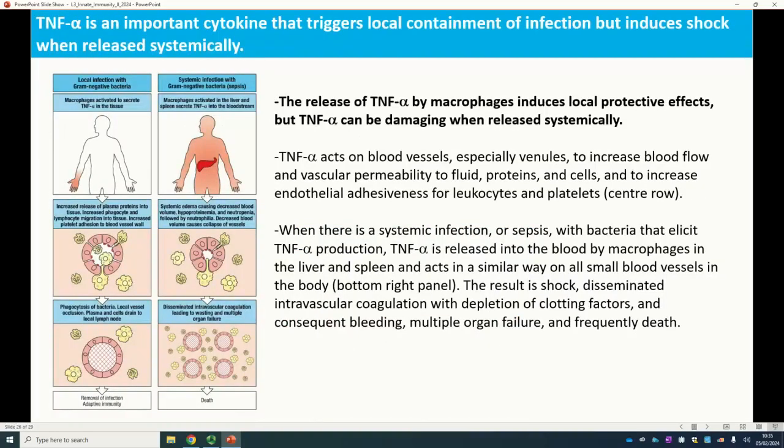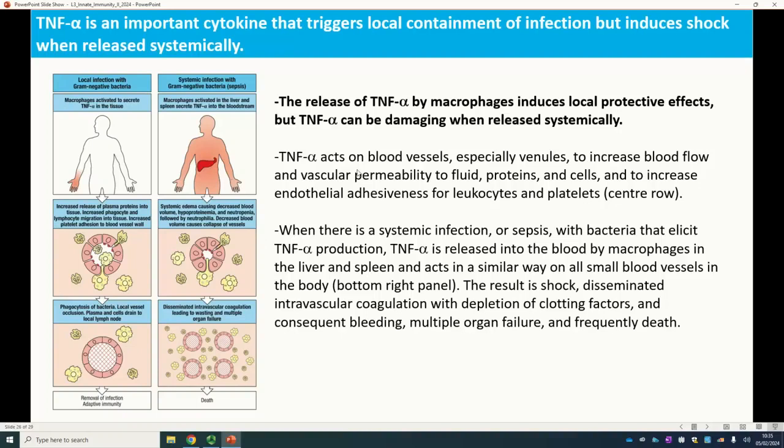Now, we talked about TNF-alpha because it plays an important role in recruiting cells across the endothelium. It mediates the local containment of infection, but it can also induce shock within the body when it's released systemically. So you can see here we've got localized infection, and on the right we've got systemic infection. TNF-alpha is being released by our macrophages, and the aim is to induce those local protective effects to recruit those neutrophils.